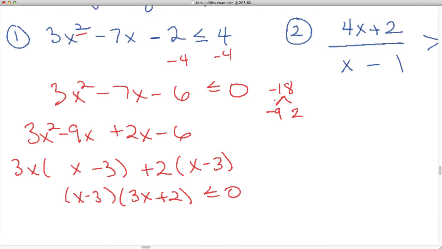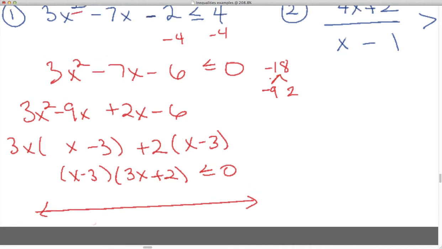So then plot your number line. Actually, no, it's negative 2/3. Sorry. If you set that one equal to 0, and if you set the other one equal to 0, you get a positive 3. Okay, both of these get closed dots because of the equal sign right there. So I put a closed dot there, and I put a closed dot there.